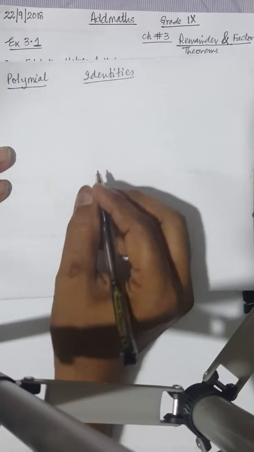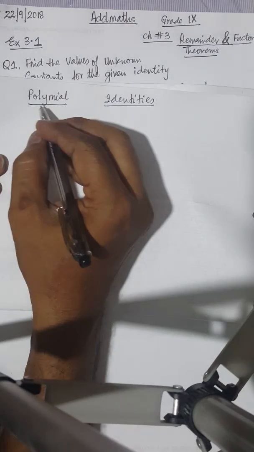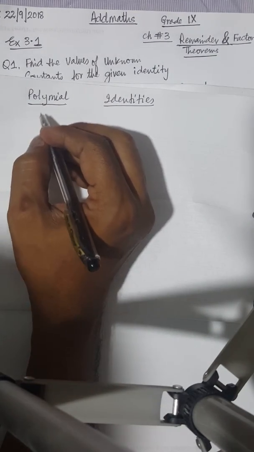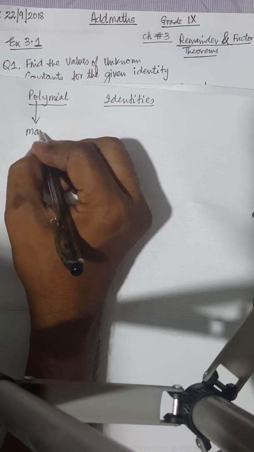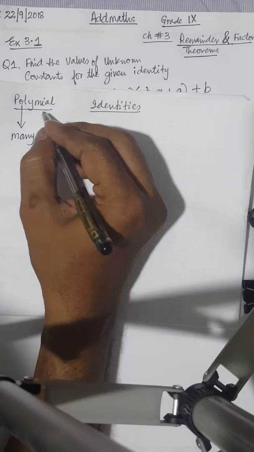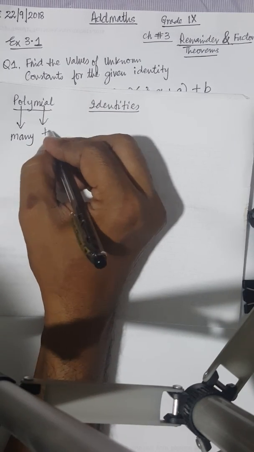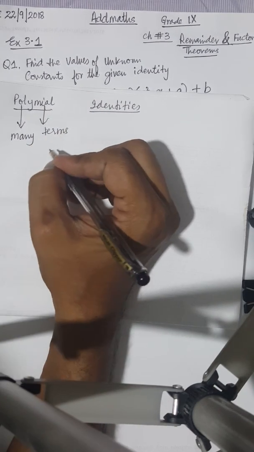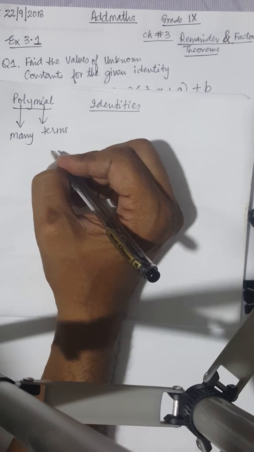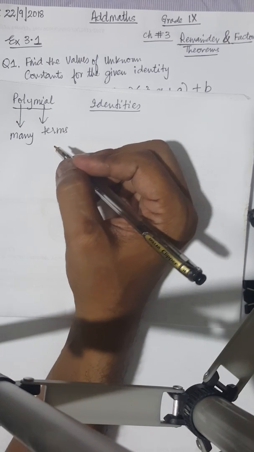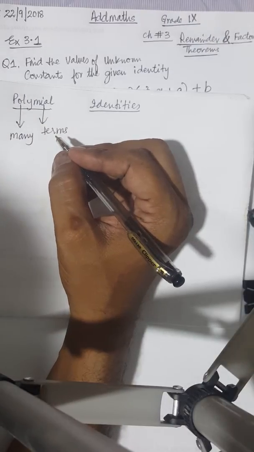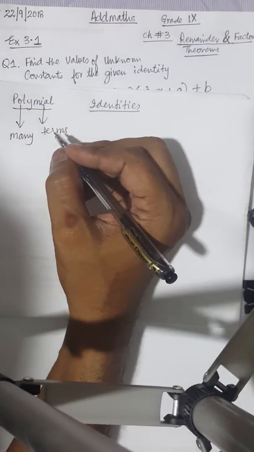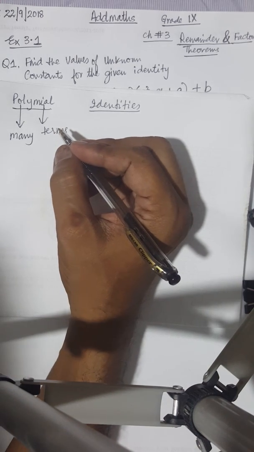Now, let's discuss polynomial. First of all, polynomial is a Greek word, and poly means many, and nomial means terms. So, polynomial simply means many terms. Now, many terms may be in the form of variable x. They may be in the form of variable y or any other variable.